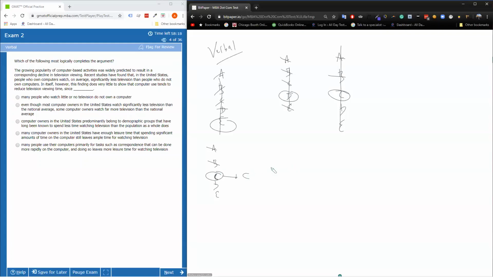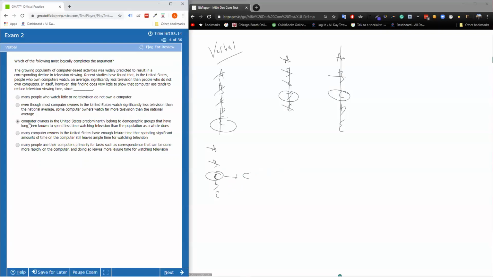In other words, the computer isn't causing the television use to decline. They just happen to be in a group. I think we have enough leisure time. No. No. These have nothing to do with what they're talking about. C.